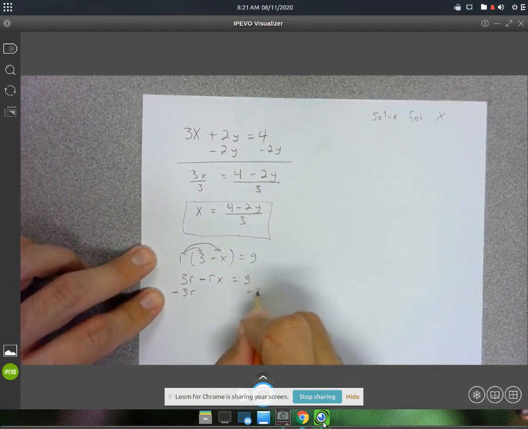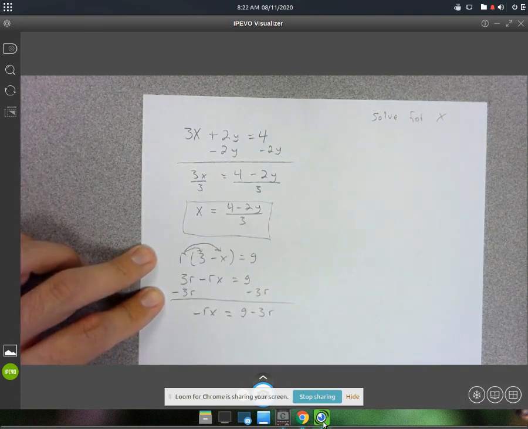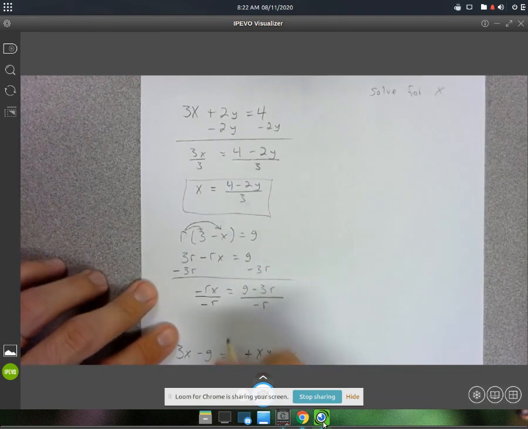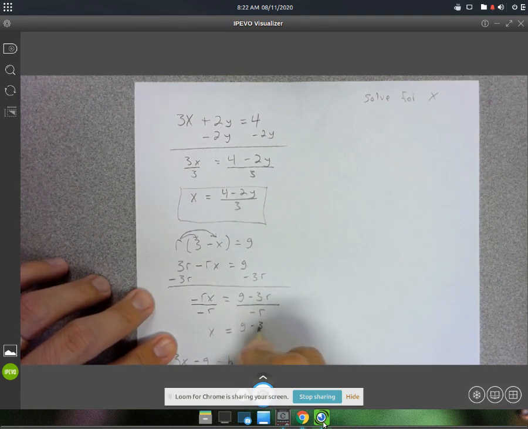All right. This will leave us with negative rx equals g minus 3r. And then we're going to divide both sides by negative r. So that leaves us with x equals, all of this stuff really, g minus 3r over negative r.